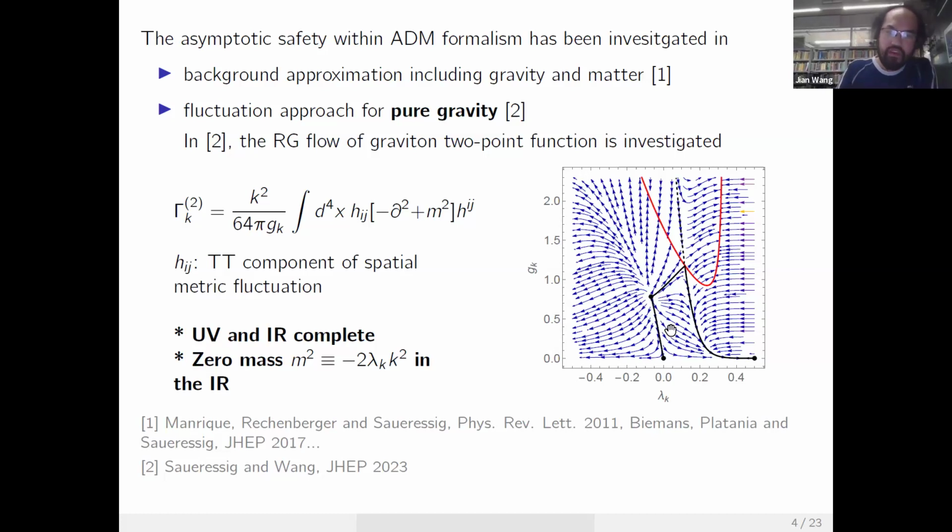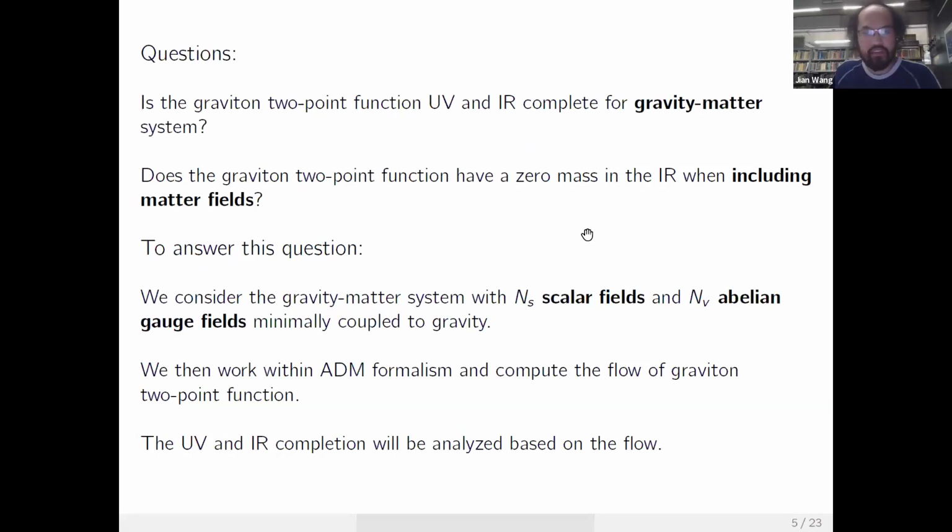Then one possible extension of this research would be the inclusion of matter fields. After including the matter degrees of freedom, one would then ask whether the graviton two-point function would still be UV or infrared complete or not.